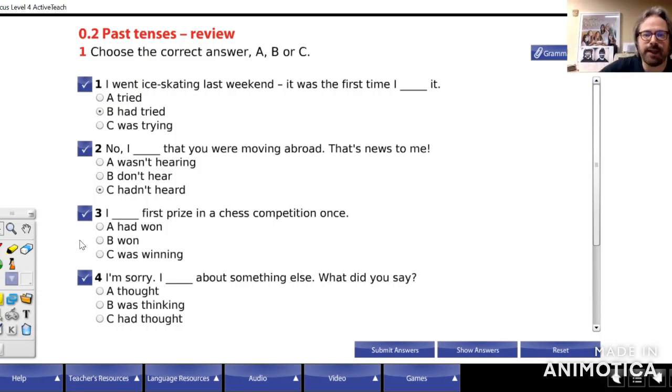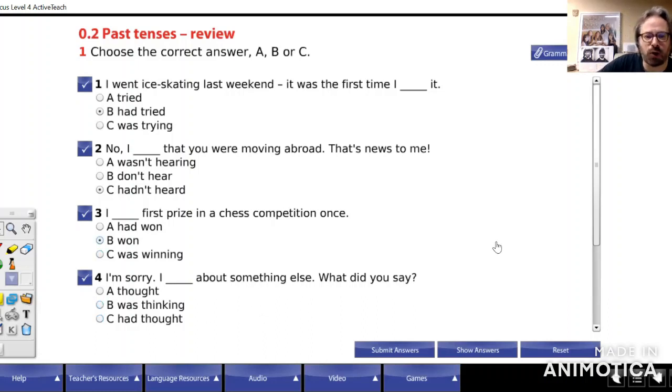I first prize in a chess competition won. Had won, or was winning. Well, this would be won, right? So this is a conversation where I would ask you, so are you good at chess? You say, well, I'm actually good at chess. Actually, once I won first prize. Moment in the past, nothing more in the past than that. Just right now, and then a moment in the past. The moment in this case is the moment where you were the winner of the chess competition.